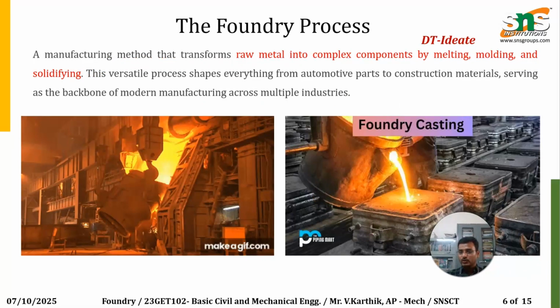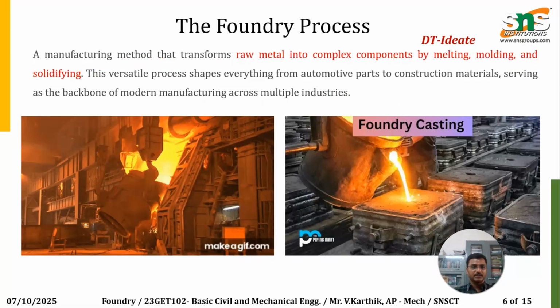Foundry operations. Now we're going to see in detail about the foundry operations, in which raw metal is converted into complex components by melting, molding, and then solidifying. This is a versatile process where, from automotive parts to construction materials, this is one of the backbones used in the manufacturing industry.